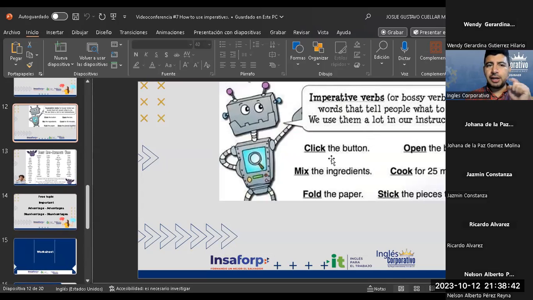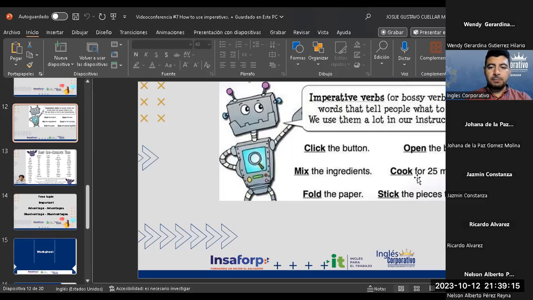Por ejemplo, click the button, open the box, mix the ingredients, cook for 25 minutes, pull the paper, dobla el papel, stick the pieces together, pega las piezas juntos. And for example, when you have a recipe and you are cooking and you are following different instructions, tienen una receta y hay indicaciones. Cook for 25 minutes. Ese es un imperativo. No necesita sujeto, no necesita negativo, no necesita auxiliar. Tal cual. Es una indicación.